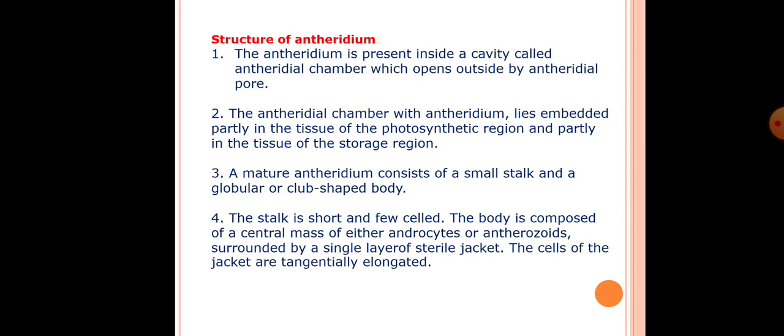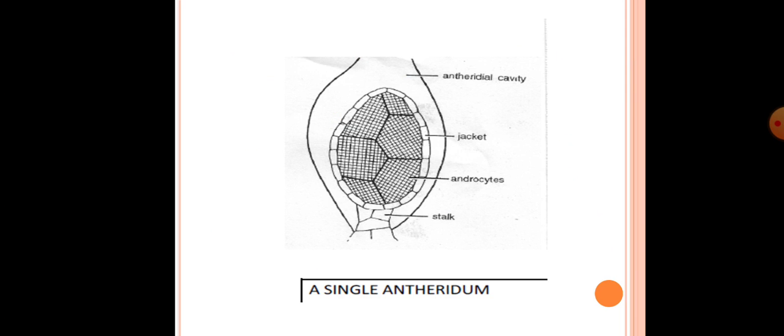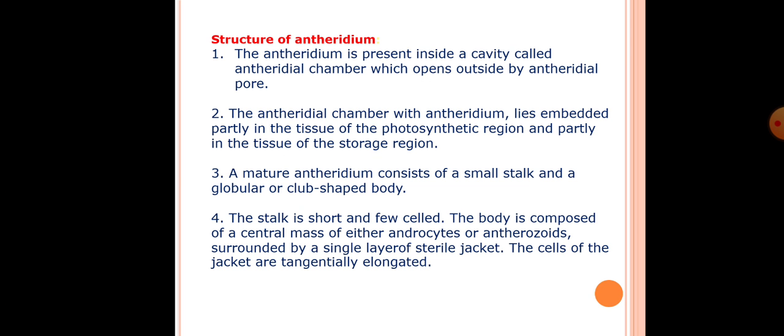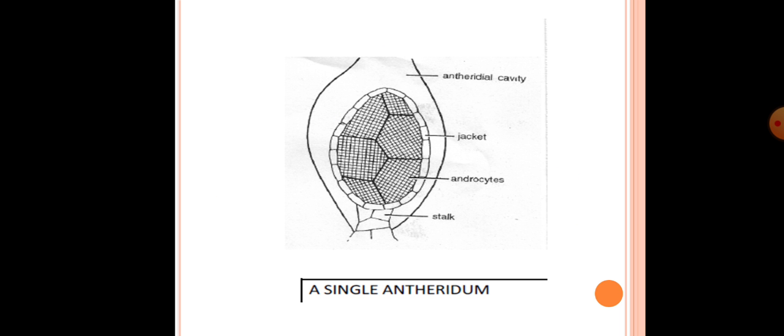So first we see the structure of Antheridium. This is the structure of Antheridium. This Antheridium is present inside a cavity called antheridial chamber, which opens outside by antheridial pore. In the antheridial chamber there is one antheridium, and this antheridium is covered by a single layered jacket cell.